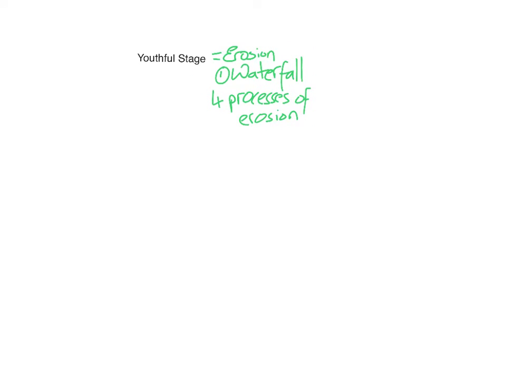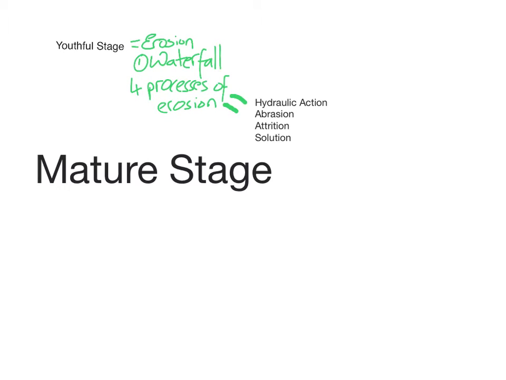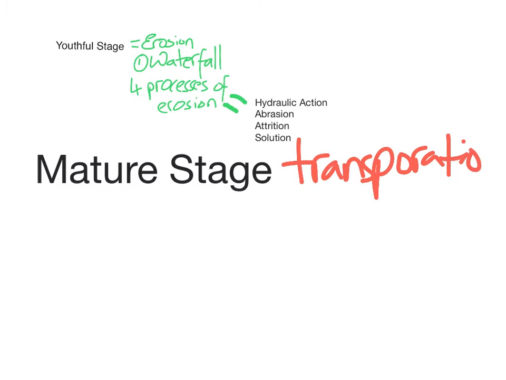Okay, so we're finished with the youthful stage, and the next part we're going to look at is the mature stage. So in the mature stage, this is the second stage of the river's journey as it's flowing down its course. Because there's been loads of erosion in the youthful stage, the river's erosion has broken off loads of particles of rock, and now this is being carried along by the river, and this is known as its load. And in the mature stage, there's a lot of transportation, and we're going to look at 4 main ways in which a river transports its load.